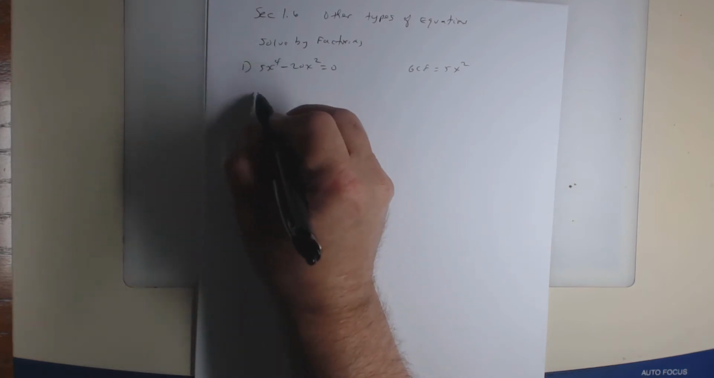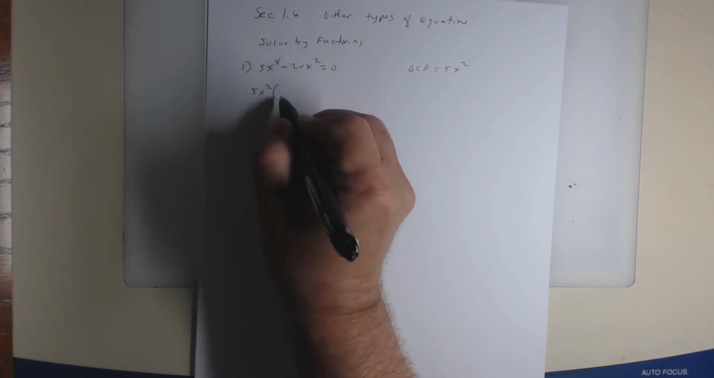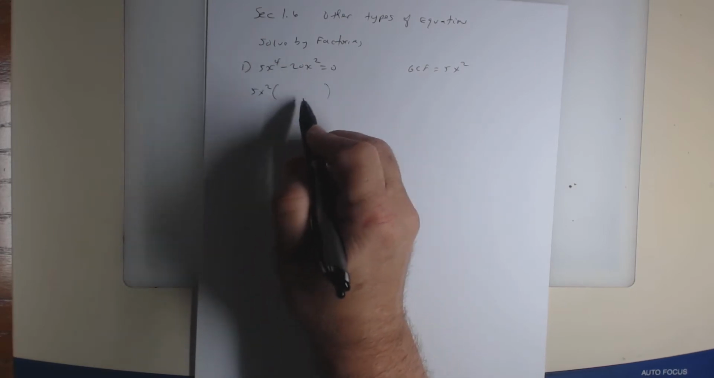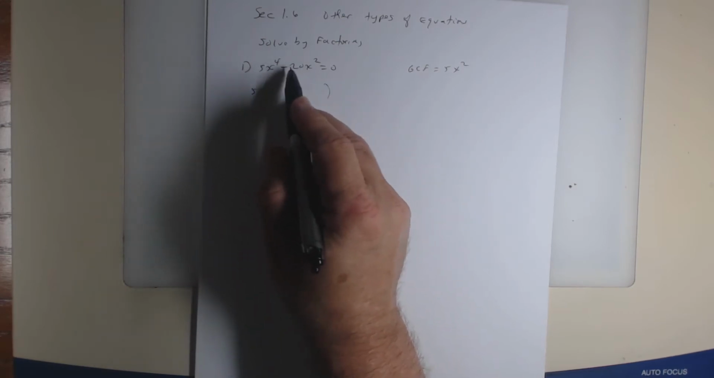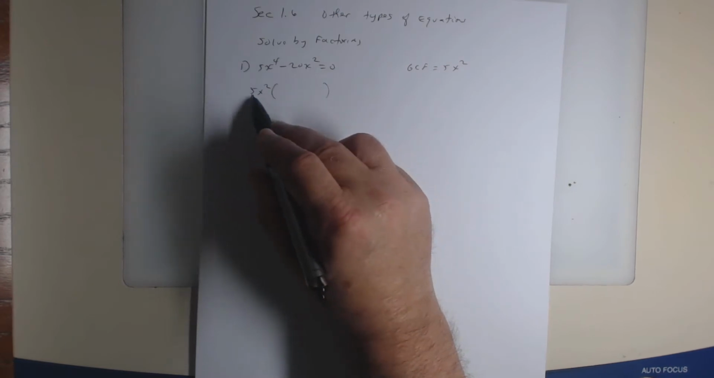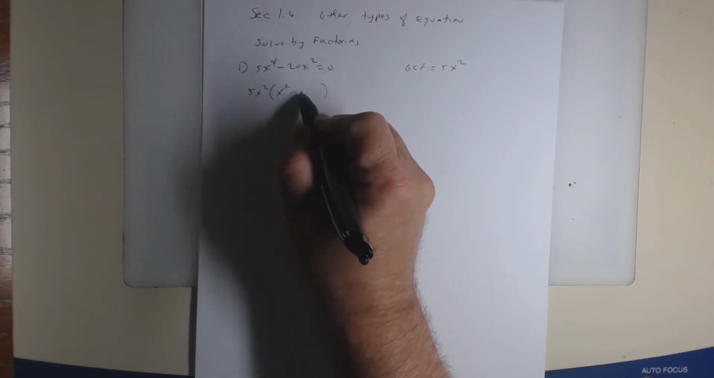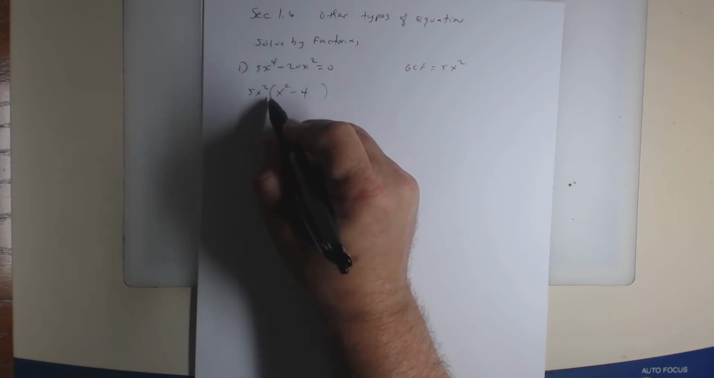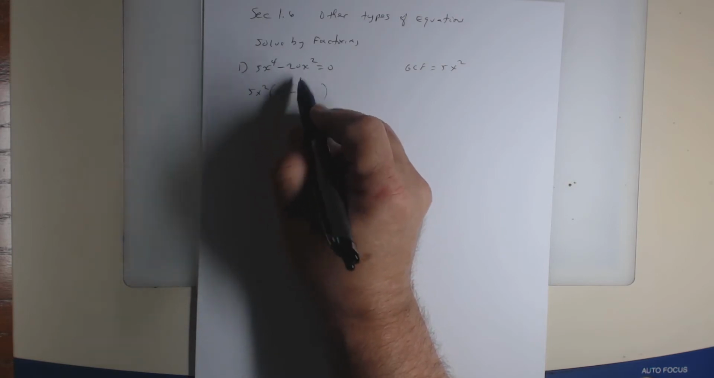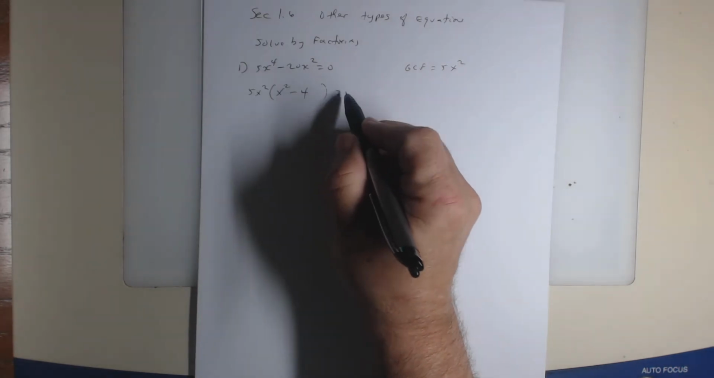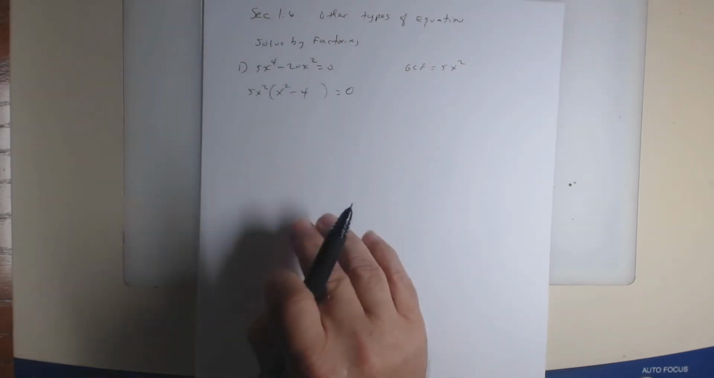So once you find the GCF, you're going to rewrite it as that GCF times what will give me this back. 5x squared times x squared, yes, minus what? 4, and that's it, right? Because 5x squared times a negative 4 is a negative 20x squared. But don't forget, that's also equal to what? 0. All right, so that's where I'm at.